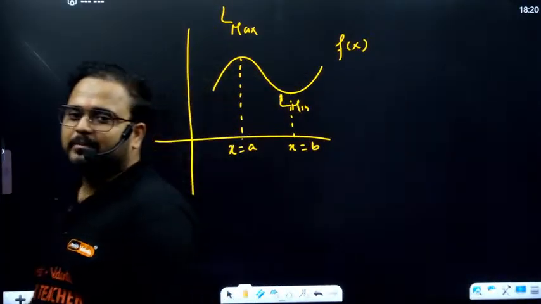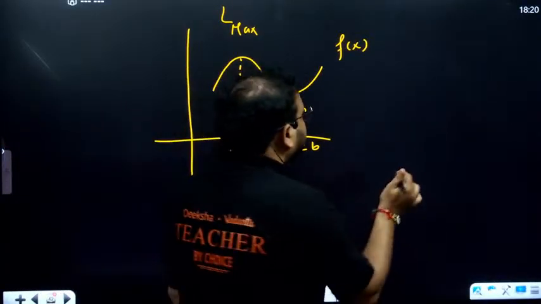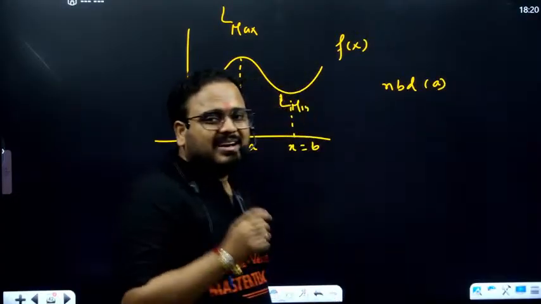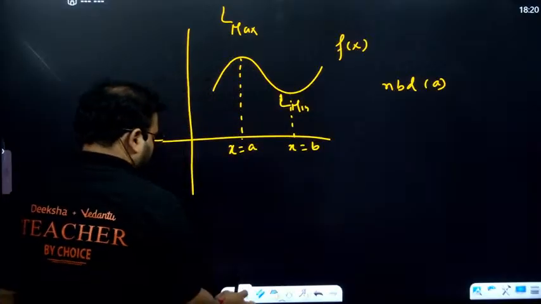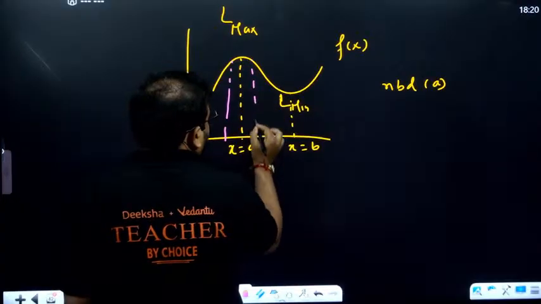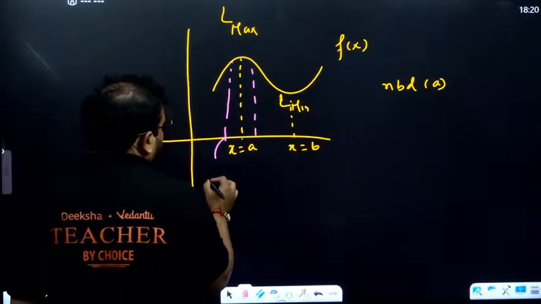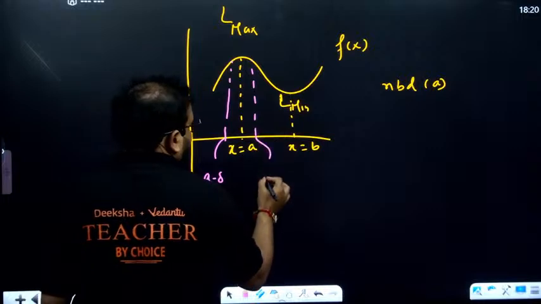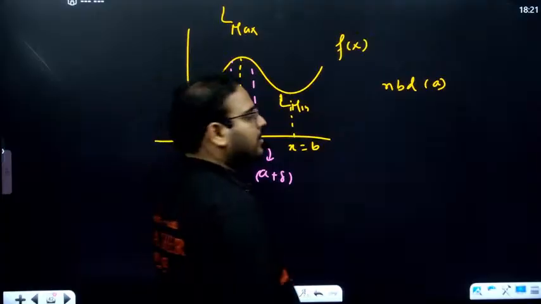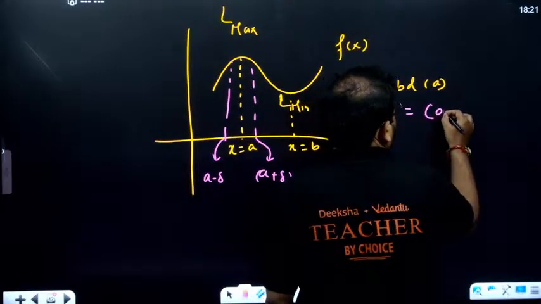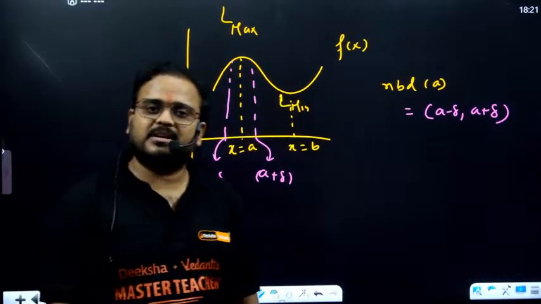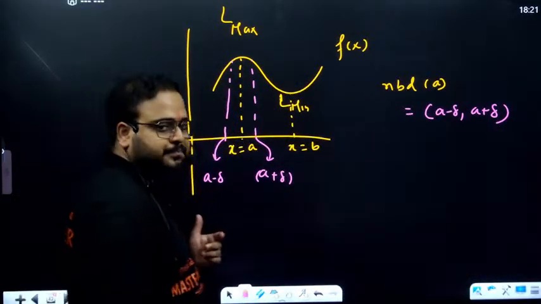So the concept of local maxima, local minima comes from a concept of neighborhood. It's called NBD of point A. What's the neighborhood of the point A? It means right before and right after. This is going to be A minus delta, and this will be A plus delta. So if I have to write the neighborhood of the point A, that's my interval: A minus delta and A plus delta represents the neighborhood of the point A.